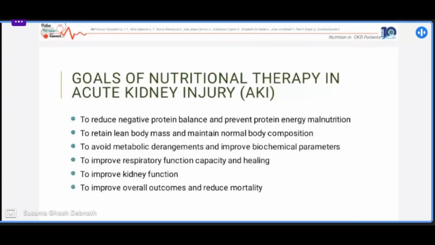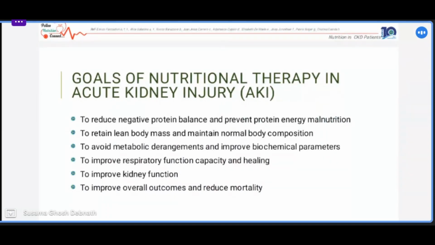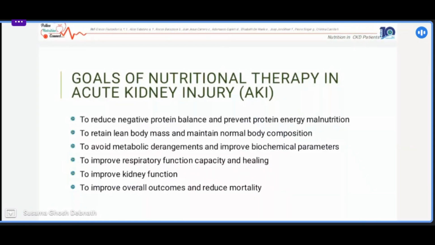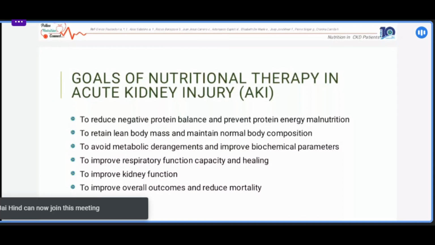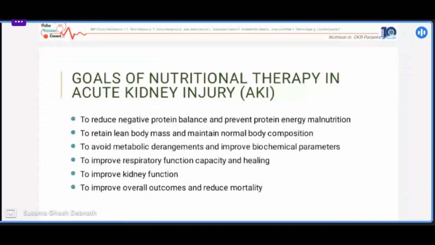So what should we set as our goal if it is acute kidney injury? To reduce the negative protein balance and prevent protein energy malnutrition, to retain the lean body mass and maintain normal body composition, to avoid metabolic derangements and improve biochemical parameters, to improve respiratory function capacity and healing, and to improve kidney function, improve the overall outcome and reduce mortality. This is our goal in setting the nutritional therapy.